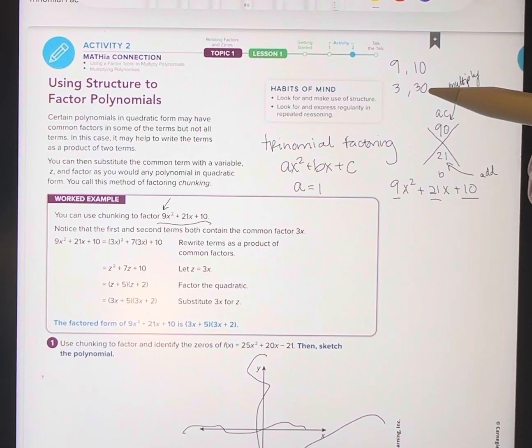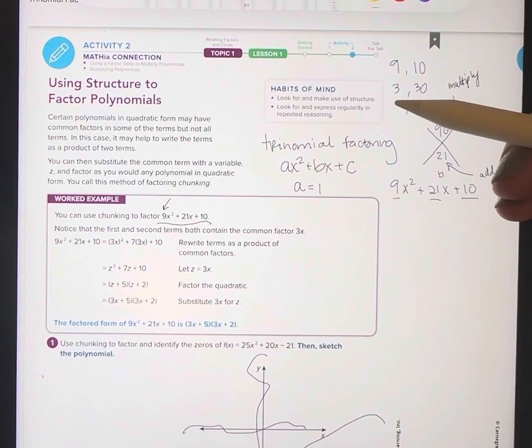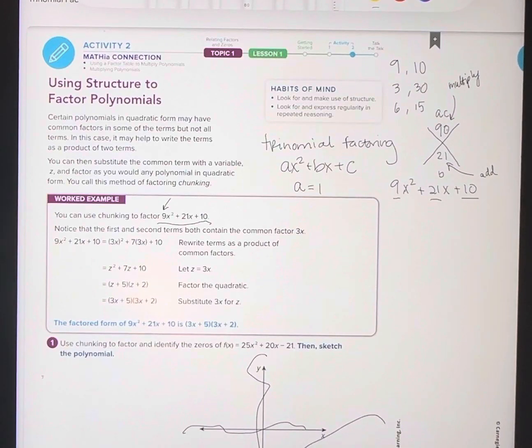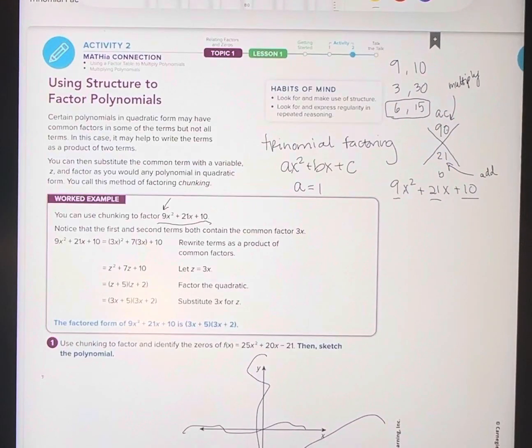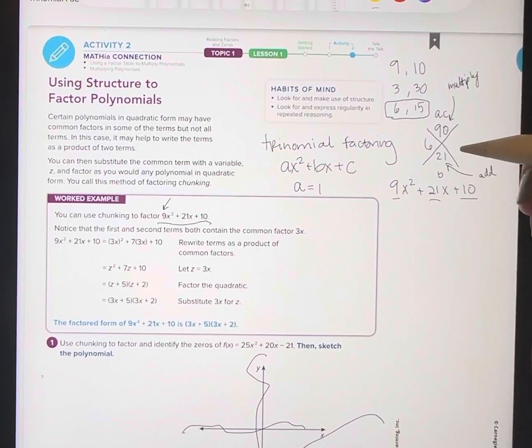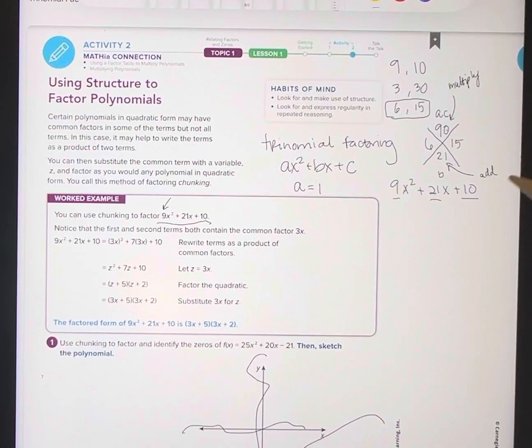Now let me divide 30 by 2. That gets me 15. Multiply 3 by the same 2, 6. 6 and 15 are some factors that multiply to make 90 that I wouldn't have thought of off the top of my head. And look at it. Also makes 21 when you add. So these are our guys, 6 and 15.